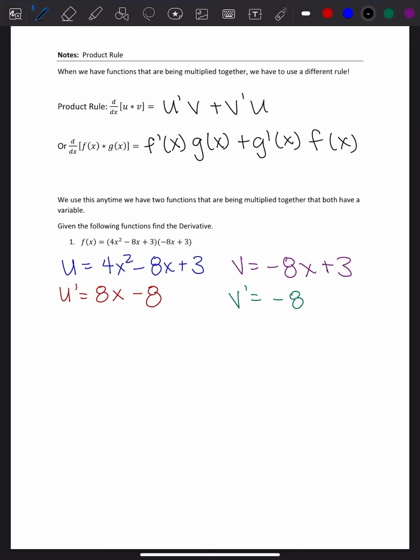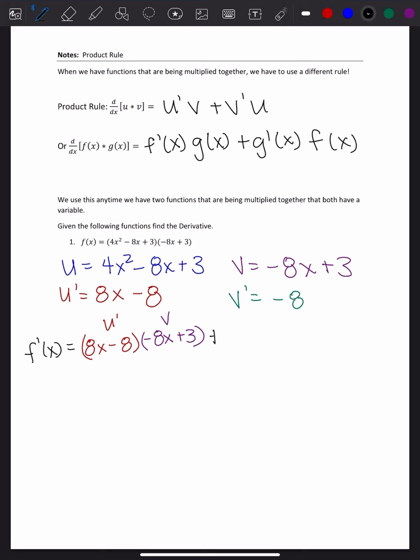Now we're going to bring this all together. We have f prime of x equals u prime. The first thing we're going to do is u prime. We have 8x minus 8. There is more than one thing here, so I'm going to put parentheses around it. We're going to be multiplying that by v. I'm going to do another parenthesis because it has two terms. So we have negative 8x plus 3. This is u prime and v.